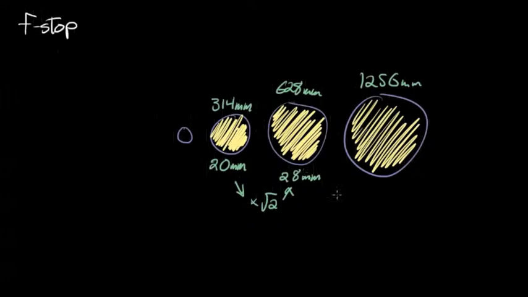So again, in order to double the area, we're going to need to take the diameter size and multiply it by the square root of 2. And now we're going to have a diameter of 40 millimeters. So this number, the square root of 2, is an important number because every time we multiply the diameter by the square root of 2, we're doubling the amount of light. Just the same if we're to do the opposite and divide the diameter by the square root of 2, we're going to get half the amount of light.